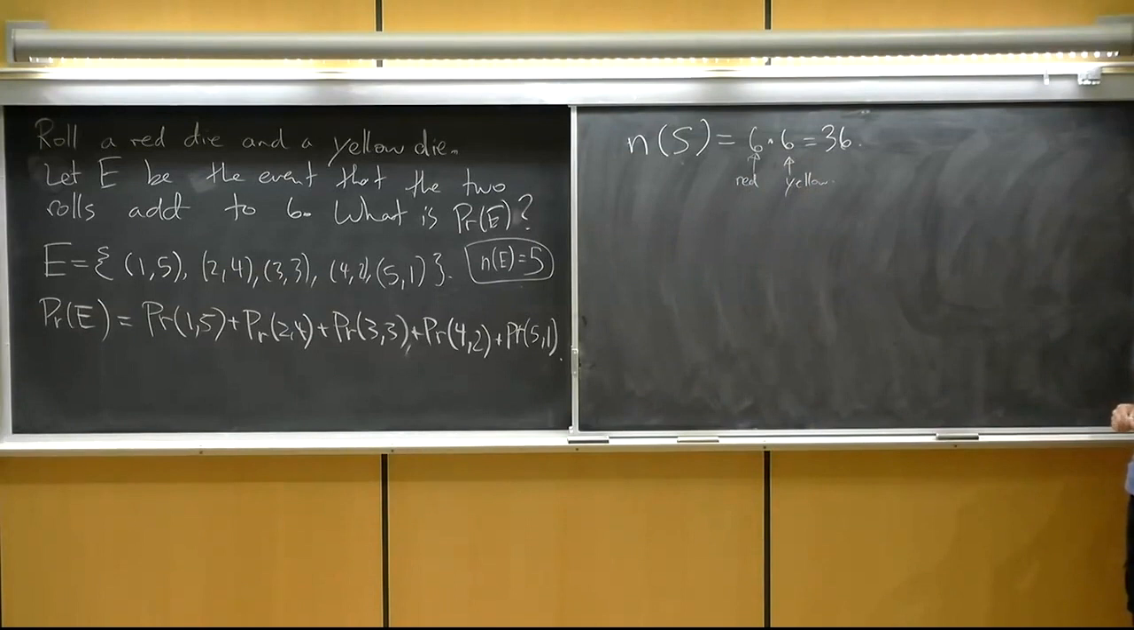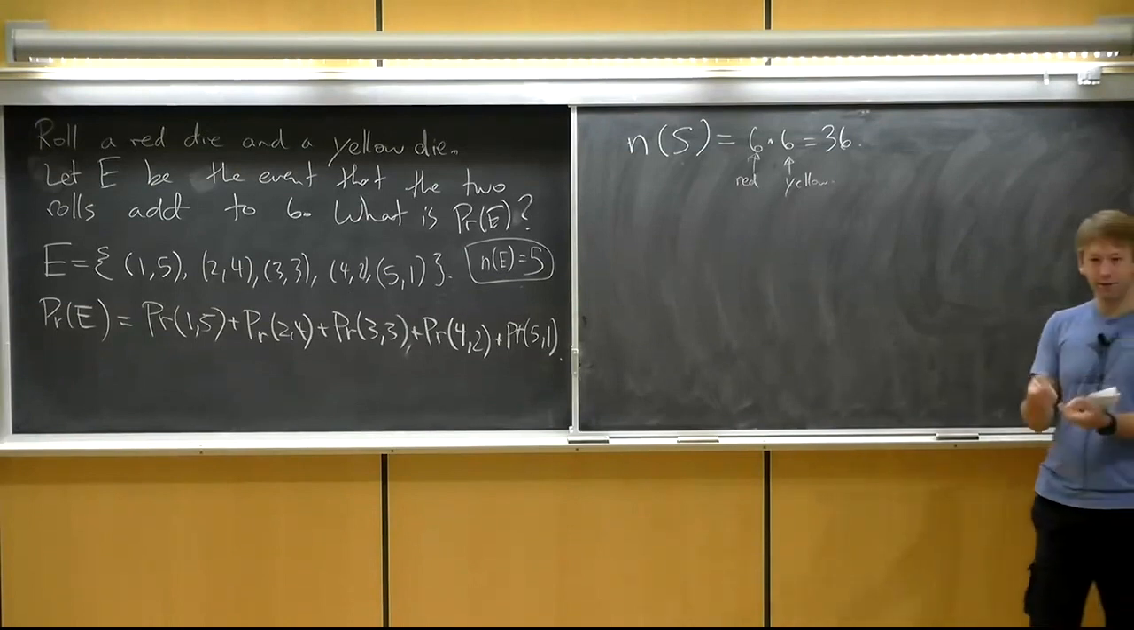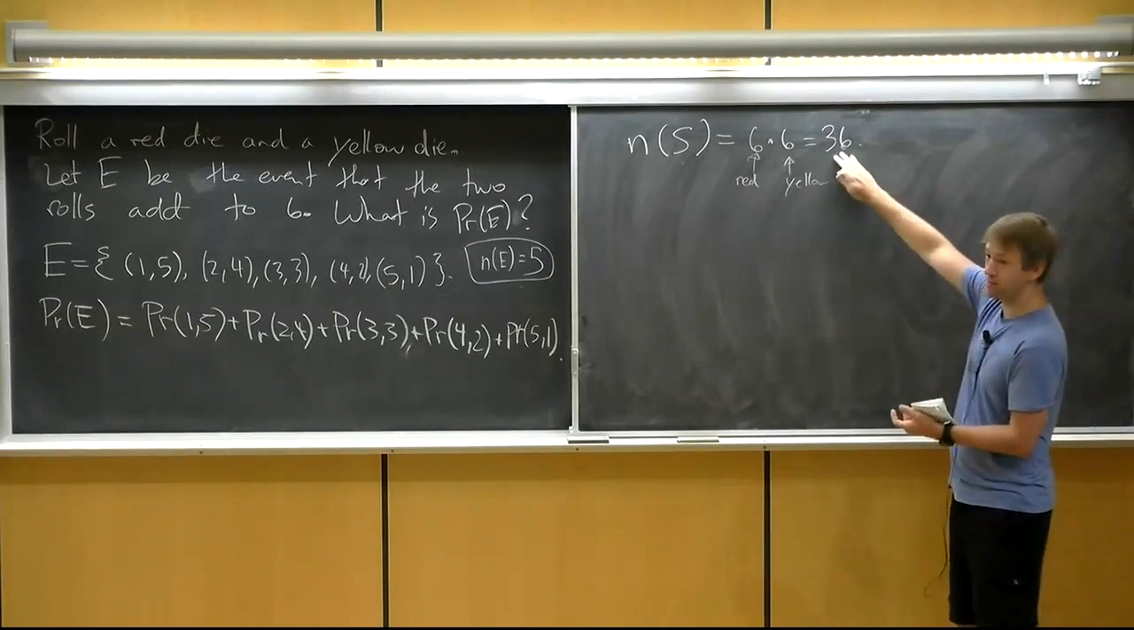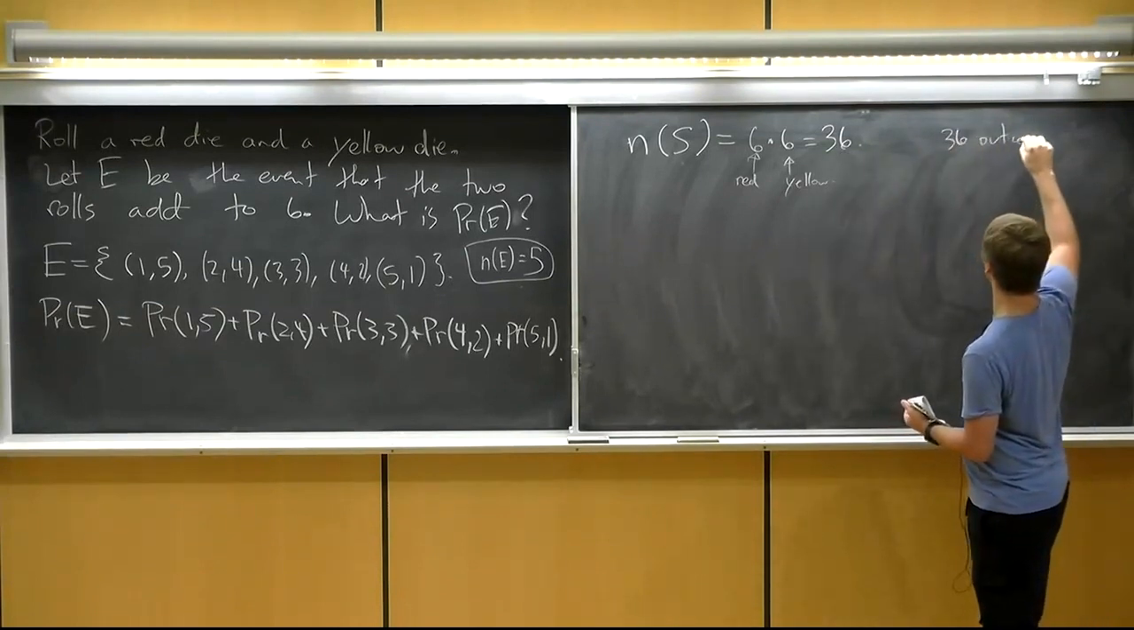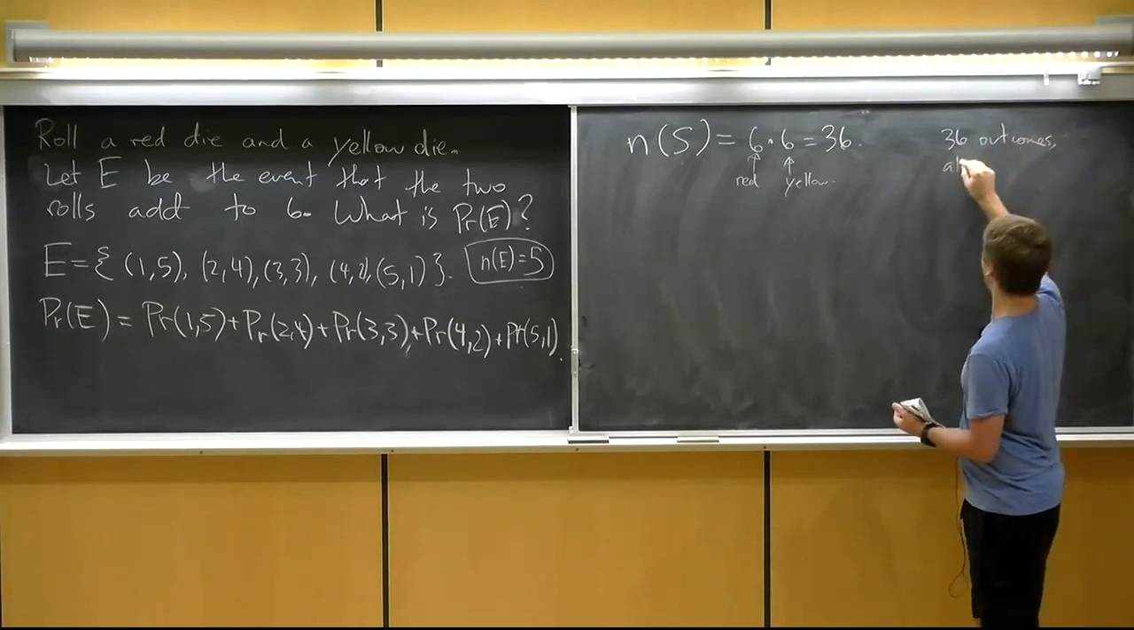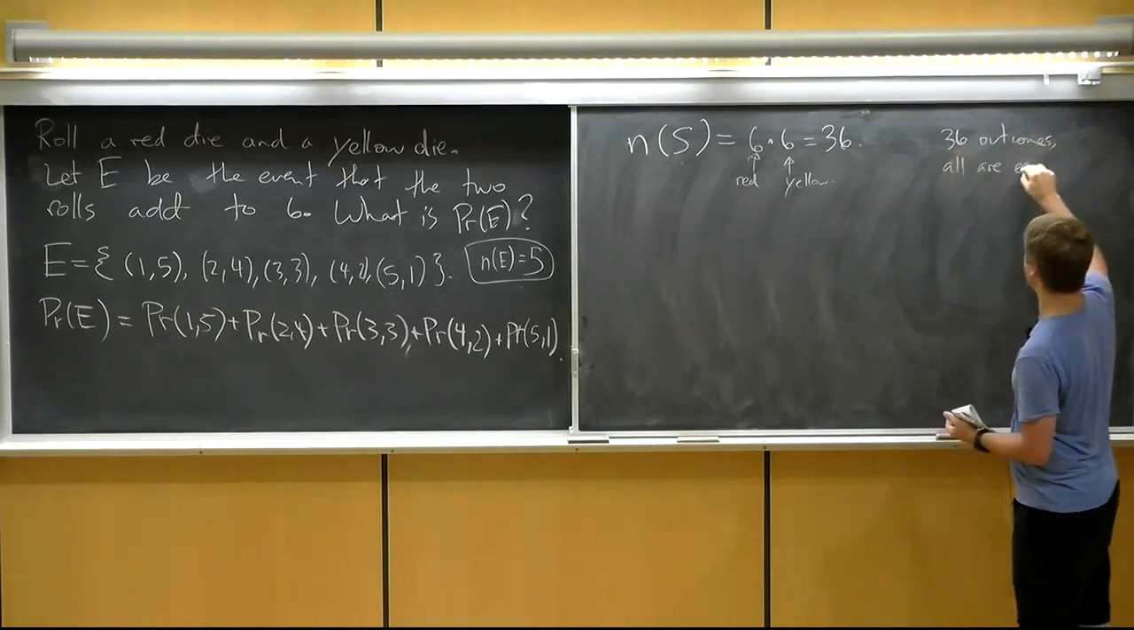Okay, if you think about it, all of those different possibilities should be equally likely, right? So seeing a 3 and a 3 has the same chance as seeing a 1 and a 5, or a 2 and a 2, or all these different outcomes. So I've got 36 possible outcomes, and all are equally likely.